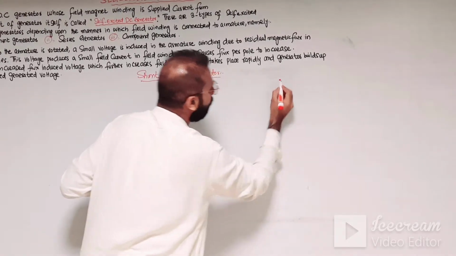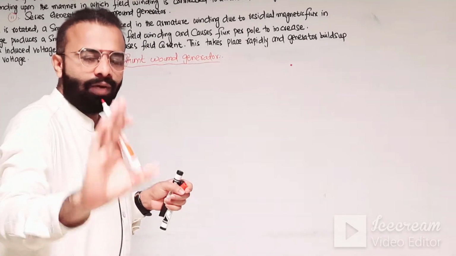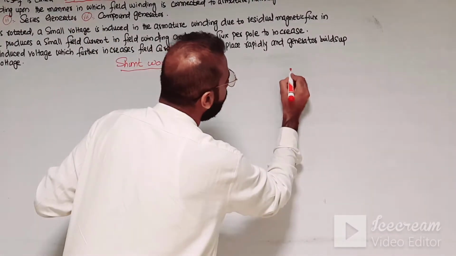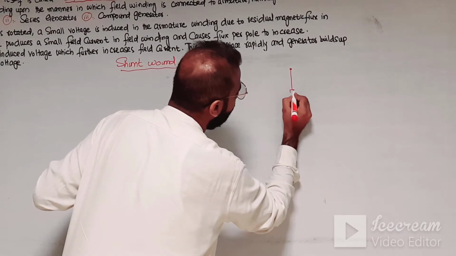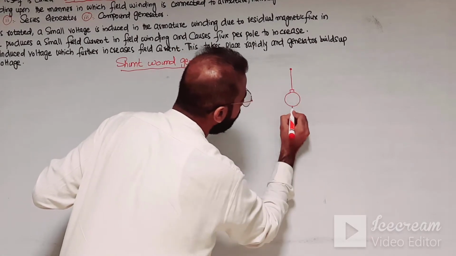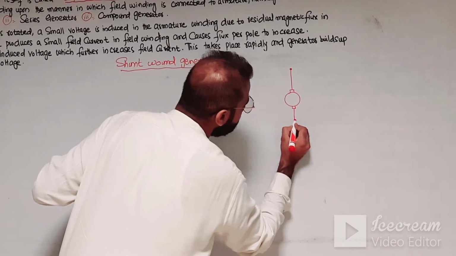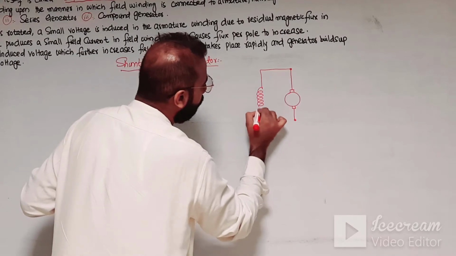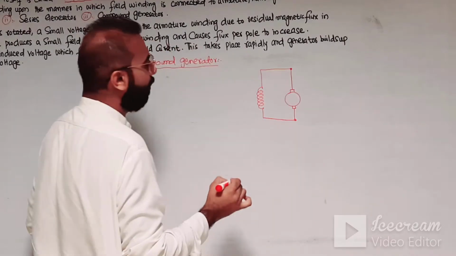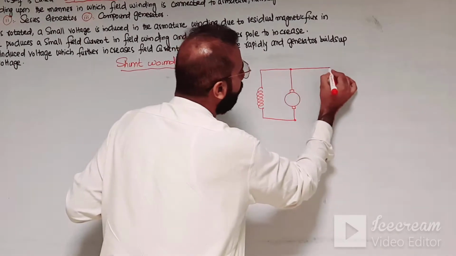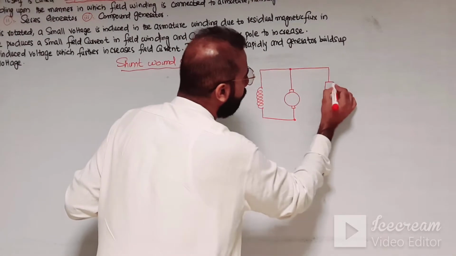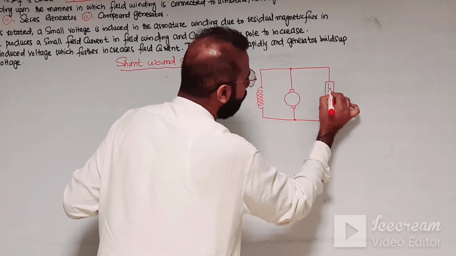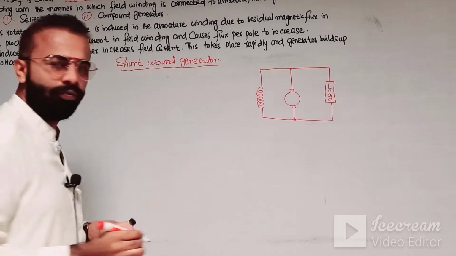So, as we know, there are two main windings, the armature winding and the shunt field winding. This is the armature, and this is the shunt field winding. Now, this is the load which is connected across the DC shunt wound generator.